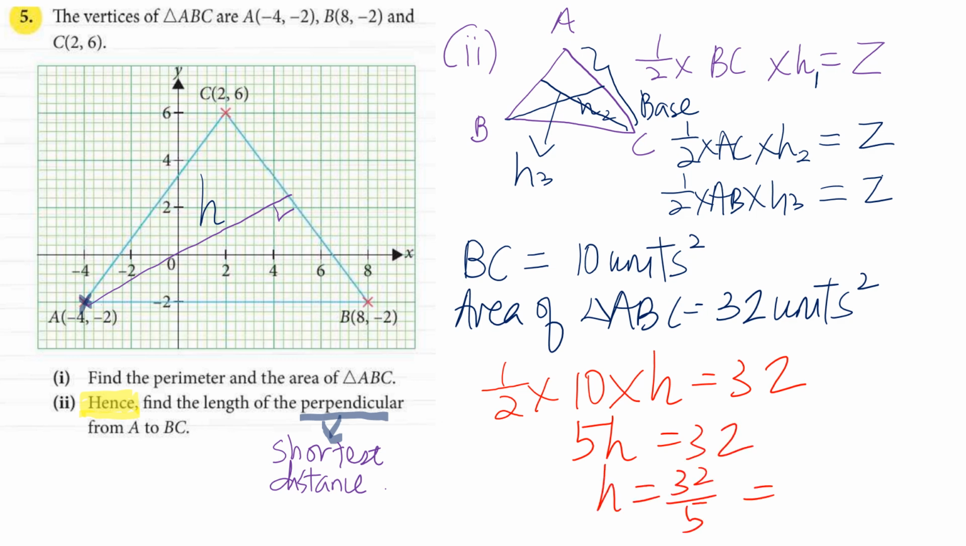How do I get 5? Just basically half times 10. Half times 10 will be 5. So 5 times H is 5H. So 32 divided by 5, I will get 6.4 units. Not unit square, sorry, units, because you're basically finding height. Okay, so that's how we do this part 2.